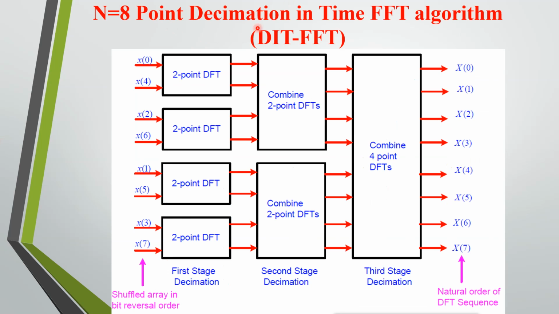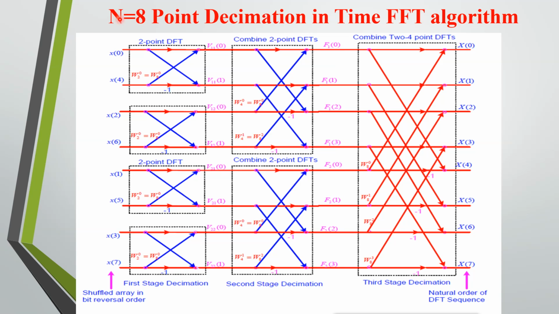Let us see the decimation in time FFT algorithm. It consists of 3 stages: first stage, second stage, third stage. The inputs should be shuffled in the bit reversal order. Output will be in the natural order. Here we will have four 2-point DFTs, here two 4-point DFTs, and here one 8-point DFT. This is the flow graph for the 8-point decimation in time FFT algorithm.